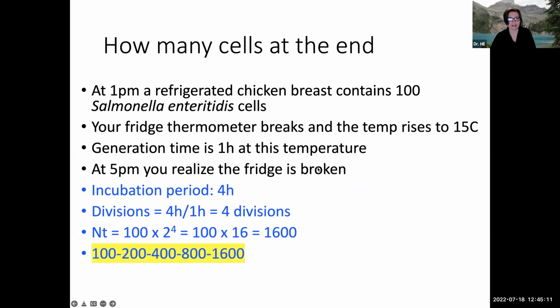Now, if this equation is tripping you up, you can do it another way. You can say 4-hour incubation period, generation time is an hour, so that means 4 divisions. And so 100 doubles to 200 in the first division, to 400 in the second, to 800, to 1600. So you can just do it quick like this.